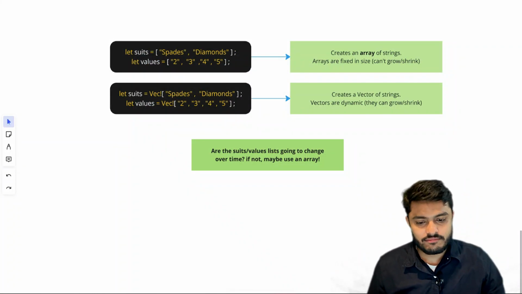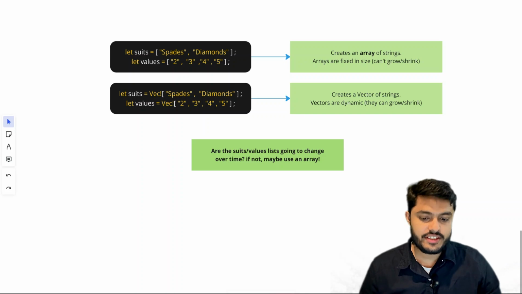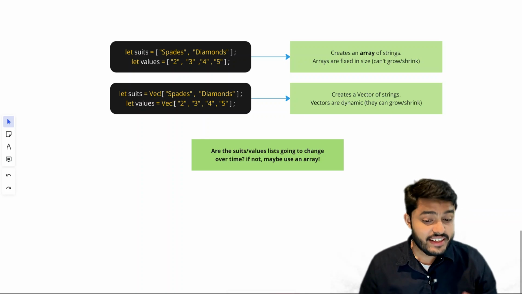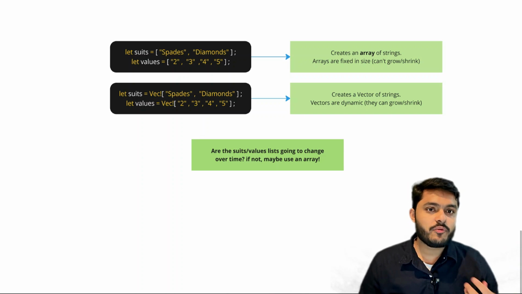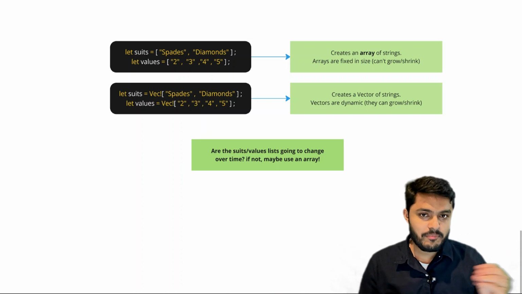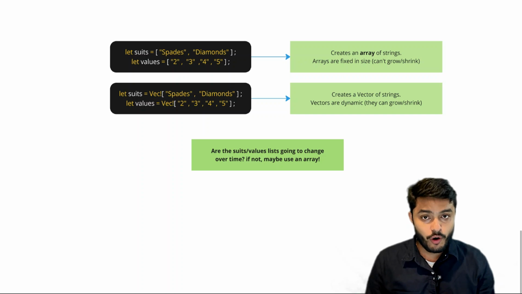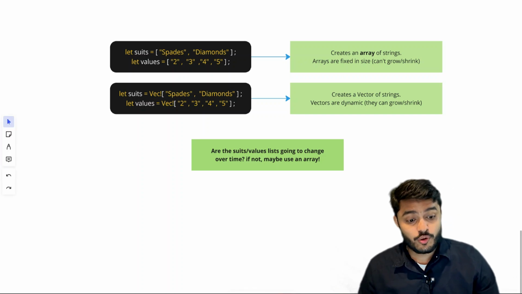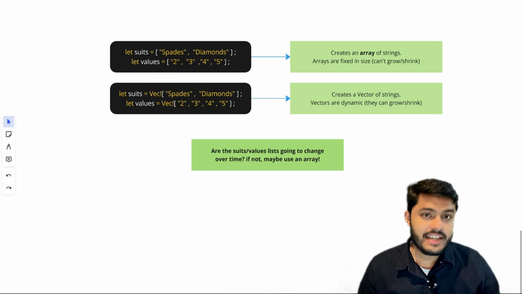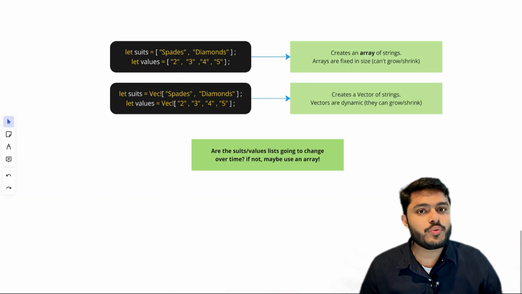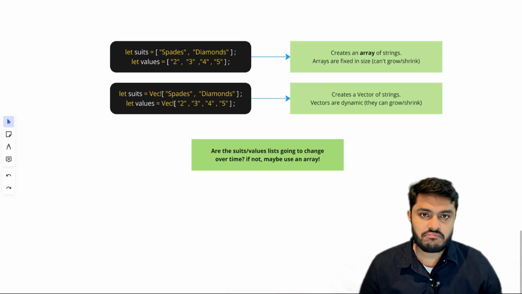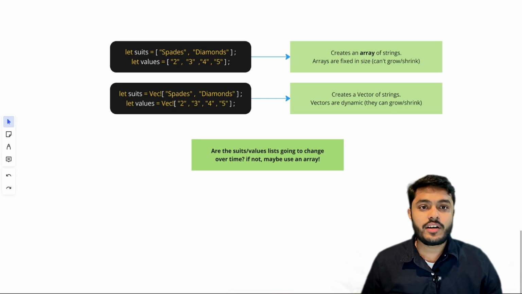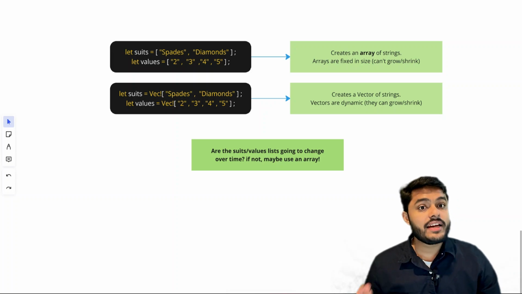So now we are on the diagram and we can see that there is one definition of an array and one definition of a vector. Let's read those definitions, and then we can learn why we have used an array in some part of our code, and in some part of our code we are going to use a vector. If we see the definition of an array, arrays are fixed in size. They can't grow or shrink. So the suits are not going to change. Are the suits and values list going to change in the future? No, they are not going to change. So if not, then we can use an array.